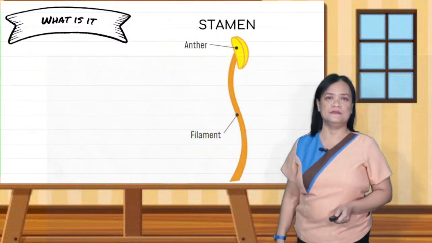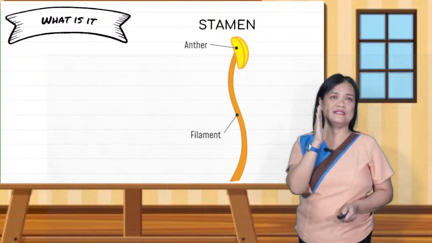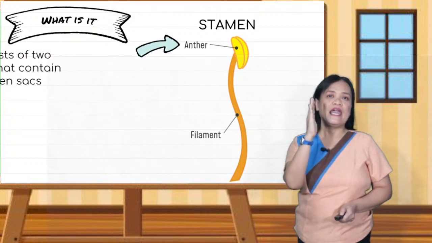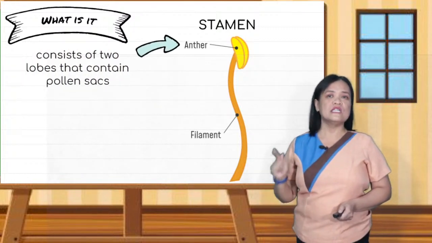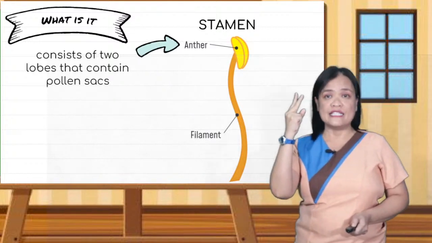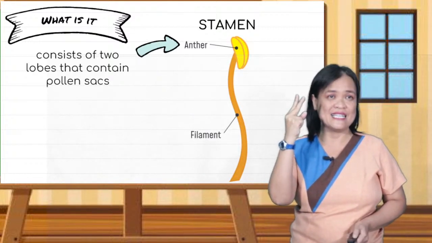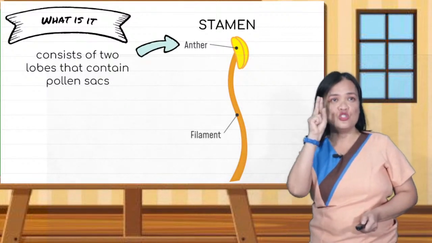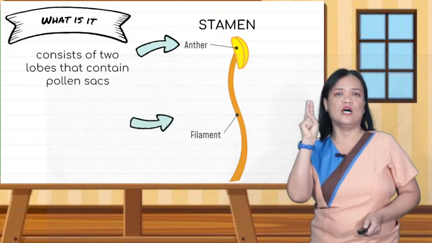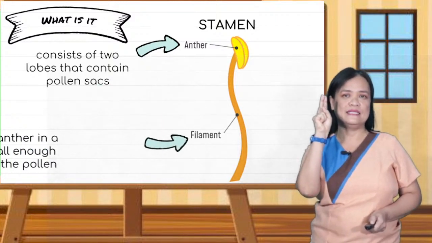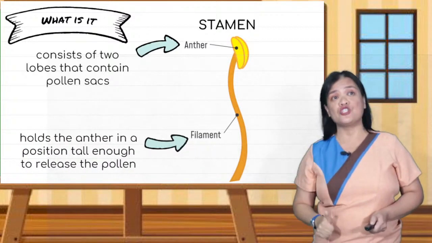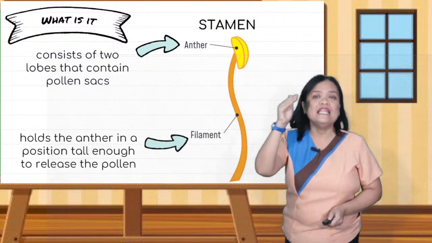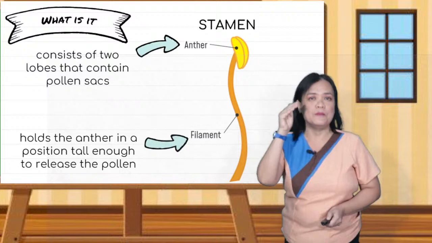The next one. So this is the stamen. Stamen is composed of anther, okay? And the anther consists of two lobes that contain pollen sacs. That is where the pollen grains stay, within those two lobes. The next one, the filament. It holds the anther in a position tall enough to release the pollen.